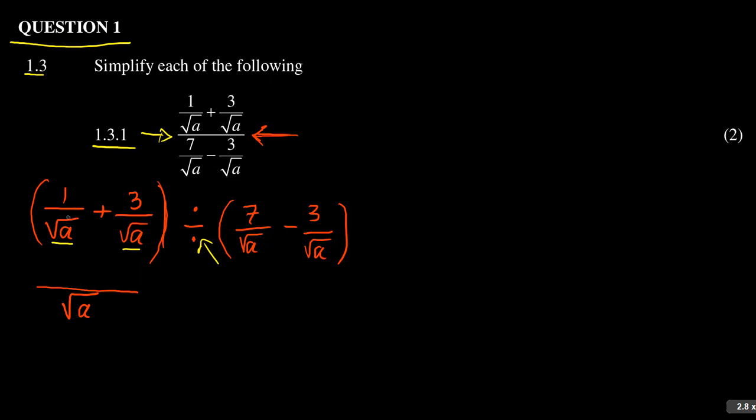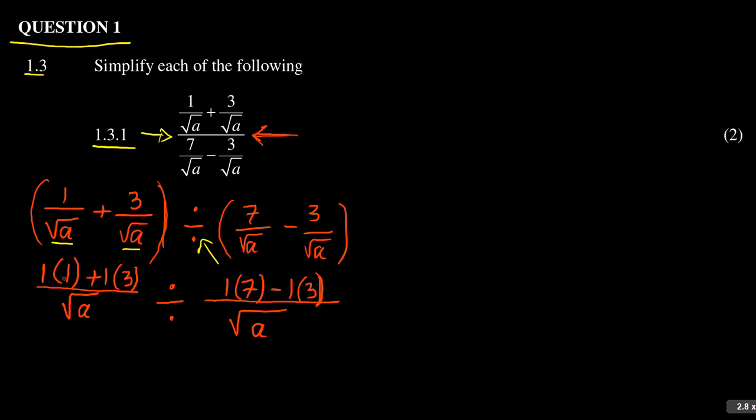Square root of a into square root of a is 1. 1 times 1 is 1, plus square root of a into square root of a, which is our common denominator, is again 1. 1 times 3, which we'll get 3 later, and then we say this is divided by, again, square root of a is the common denominator. Square root of a into that is 1 times 7, minus square root of a into that is 1 times 3. I think you can see how this thing is going about.